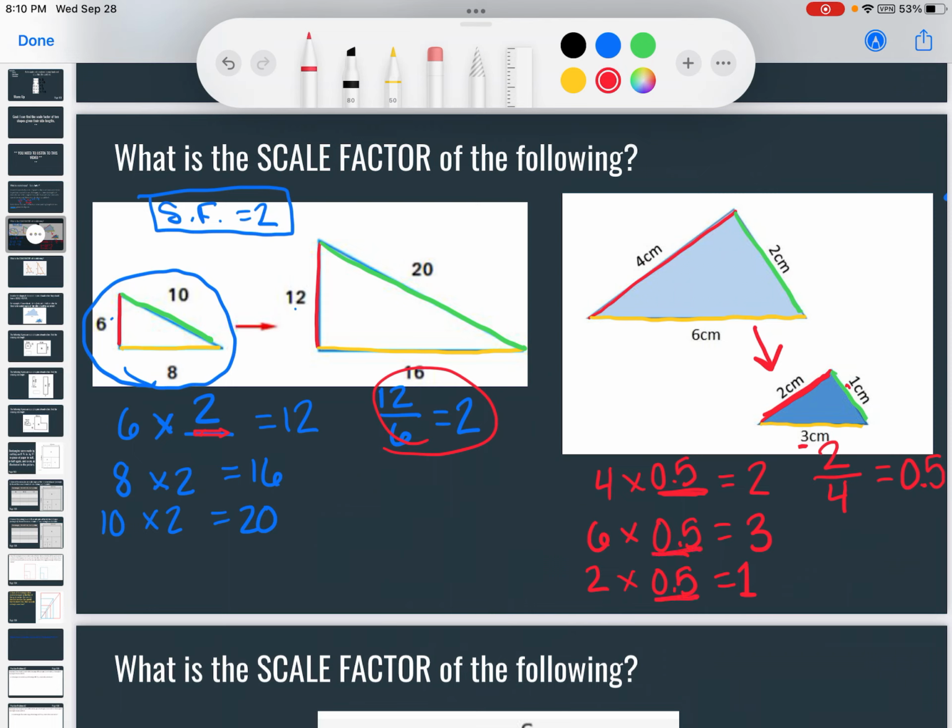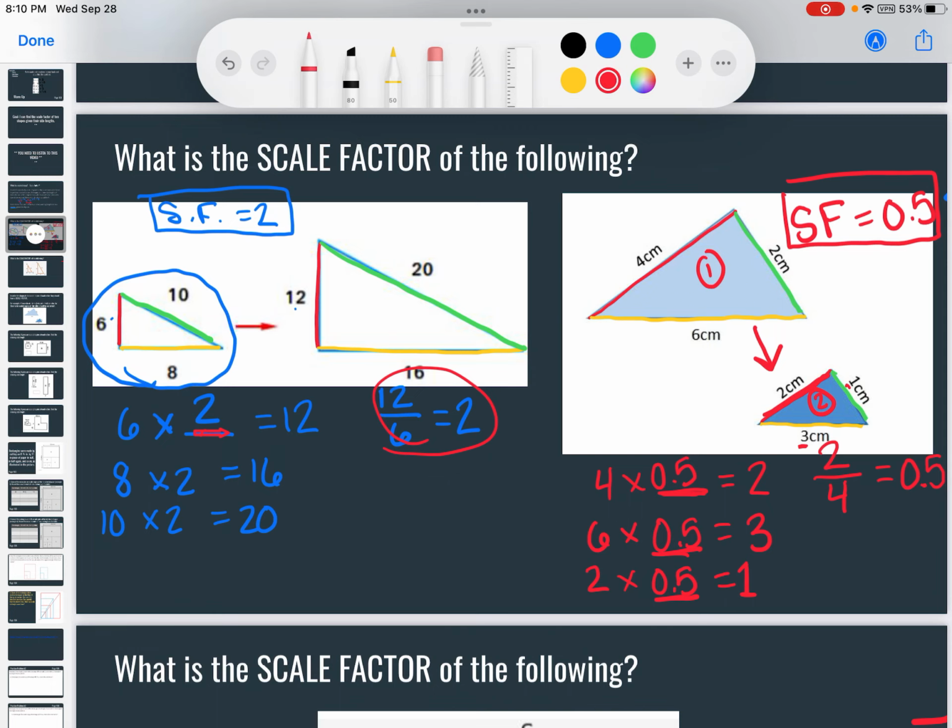And since those are all true, these are scaled copies of each other, and our scale factor is 0.5. I multiplied each side length in my first triangle by 0.5 to get to my second triangle. Okay? So my scale factor is 0.5. So those are some more basic examples. 0.5 isn't a super common number, but it's not as messy as maybe we could get.